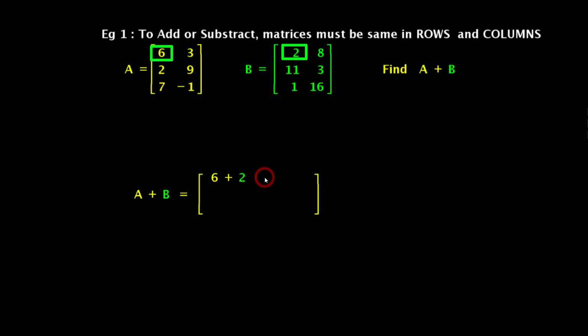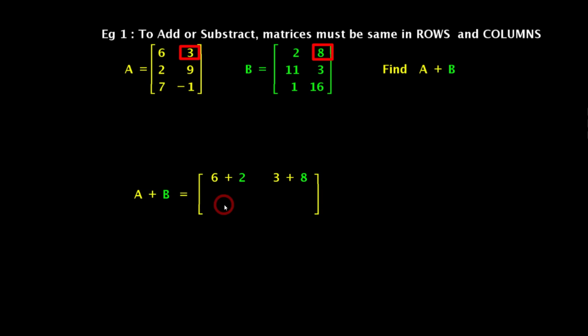Next location, left to right. So we pick up this value from there. Basically it's row 1, column 2. We don't need to understand or know that for addition. So all we do is pick up the 3 from there, pick up the 8 from there and add 8.